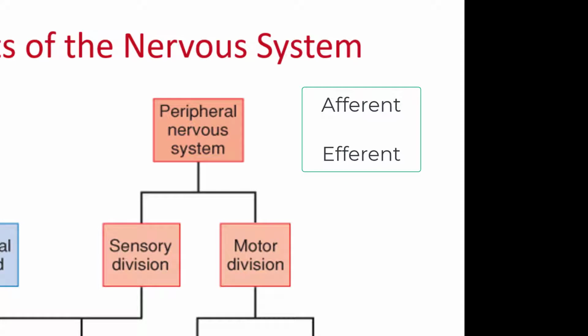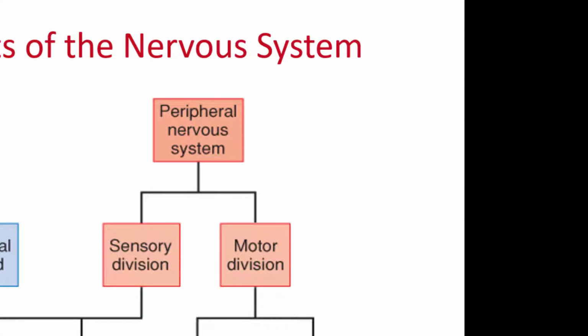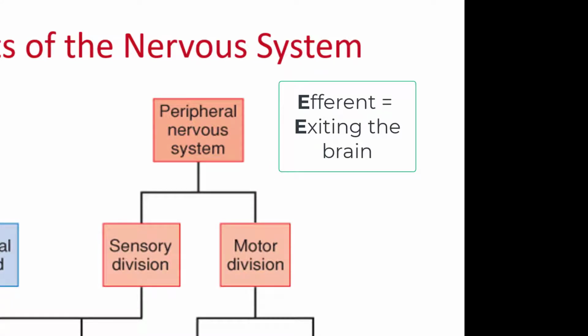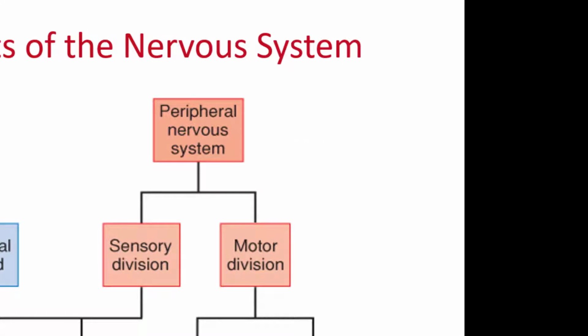So afferent and efferent sound very similar and are very easy to confuse. I've studied a lot of anatomy and taught anatomy for a long time, and I still struggle to remember which one is which. So in my simple brain, I remember afferent starts with A, so those carry signals that arrive at the brain. And efferent starts with E, so those nerves carry signals that exit the brain.